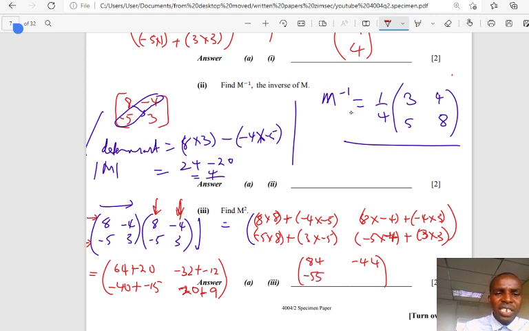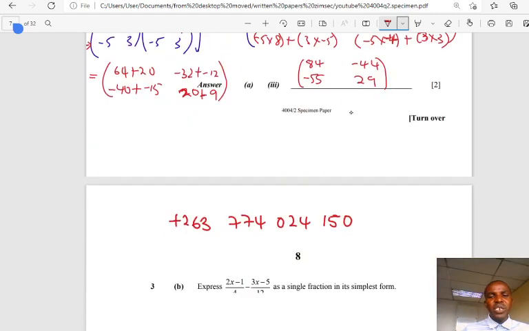Minus 20 plus 9. This one was 20, sorry, it's 20. 20 plus 9 is 29 here, because it was minus 5 times minus 4. It's actually 20, not minus 20. Then done. That will be the matrix.